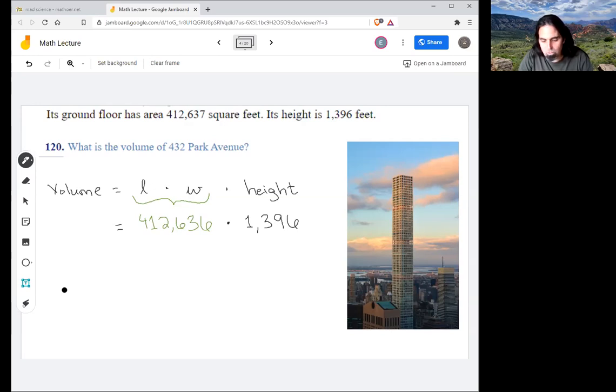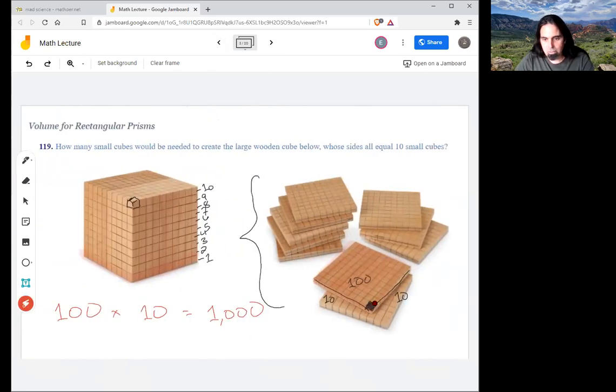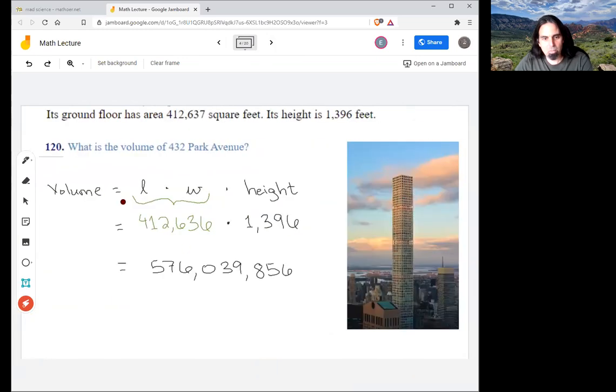So I don't know what this is. 1, 4, 1, 2, 6, 3, 6 times 1, 3, 9, 6. So I'm getting 576,039,856 square feet. Whoops, it's not square feet. When we were finding area, surface area, or flat area, we were finding square feet or inches, but now we're finding cubic feet or inches, because what we're counting is how many cubes it takes.